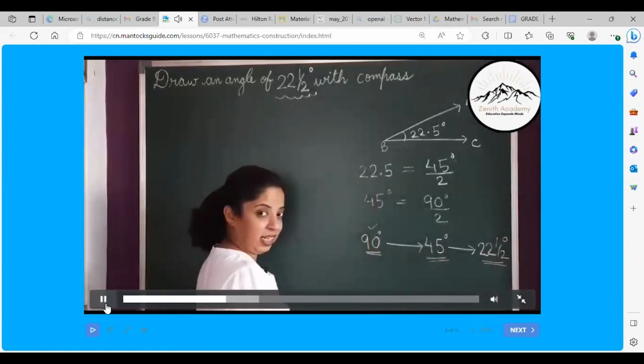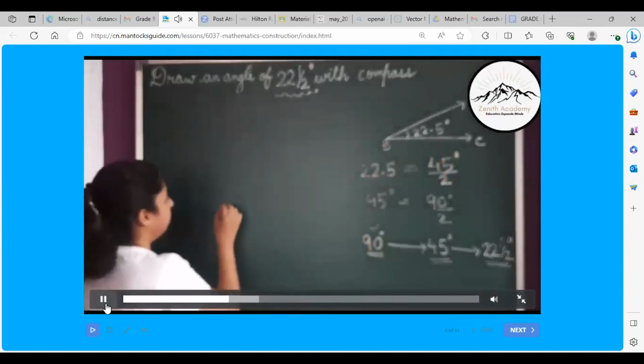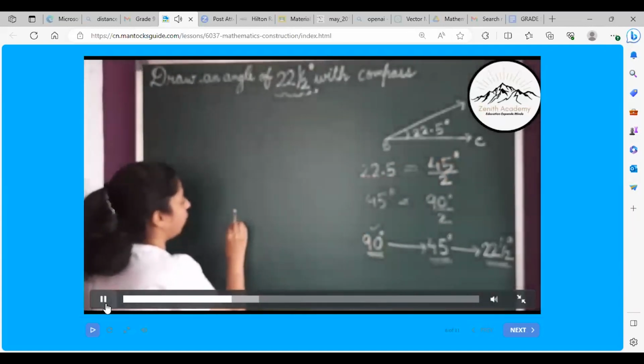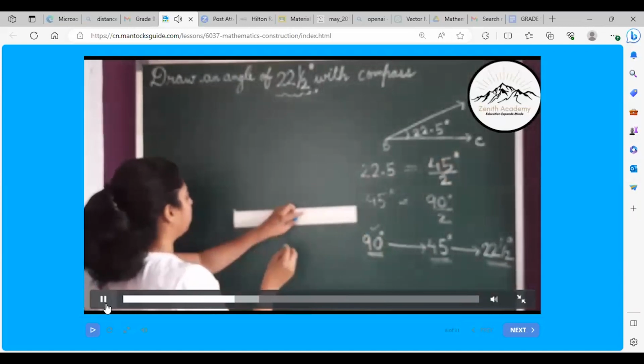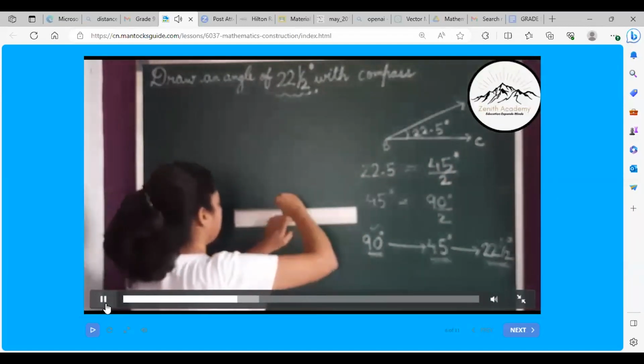So let's begin by drawing a 90 degree angle. Well, for that first we'll draw the ray BC. So here I have taken a point B and I have drawn a ray BC.